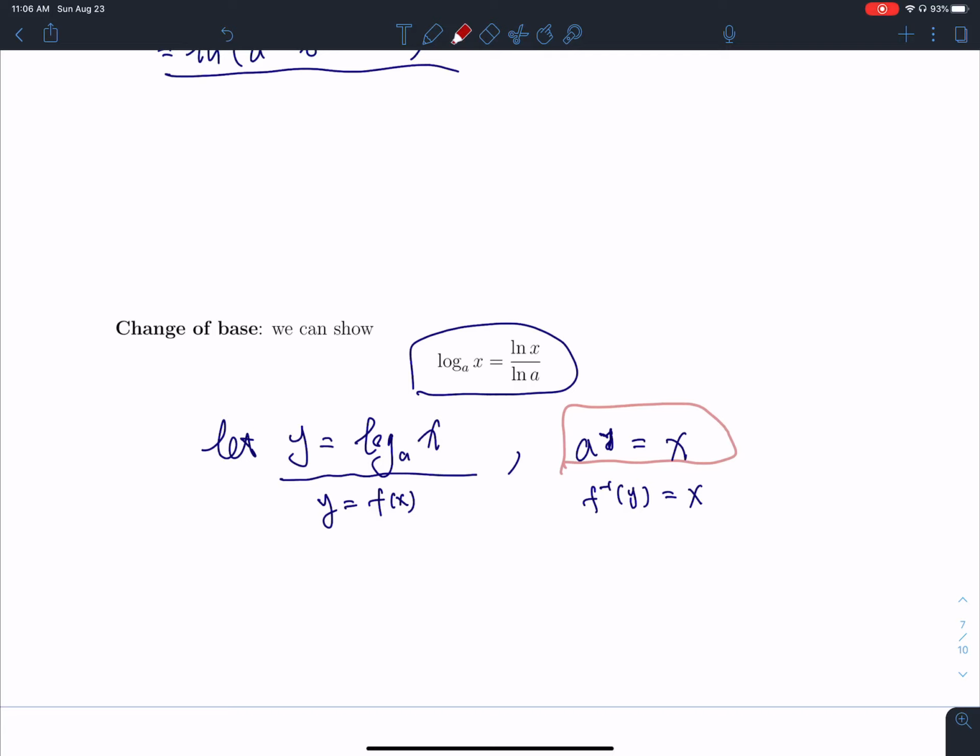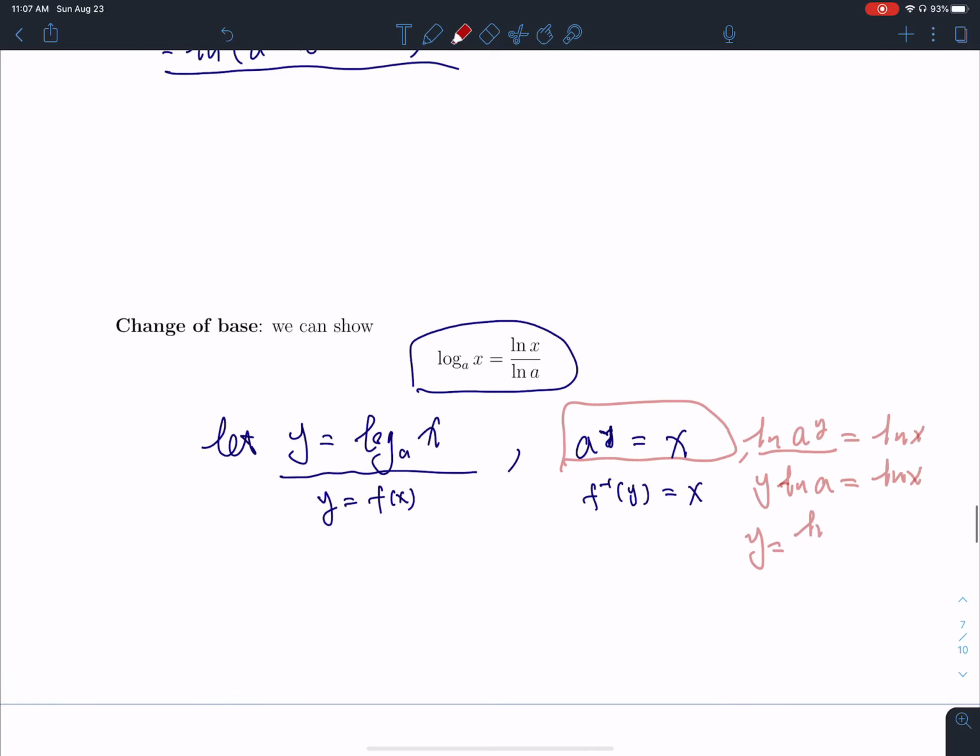With this, you can take the natural log of this equation on both sides. What you have is natural log of a to the y equals natural log of x. Now we can use the law of logarithms, so this becomes y times natural log of a equals natural log of x. So this tells us y equals natural log of x over natural log of a. Remember, when we first started this question, we let y be log base a of x.